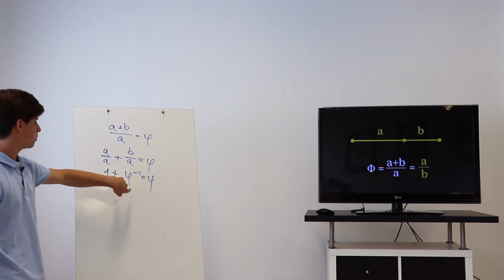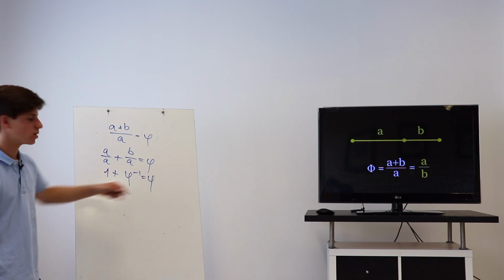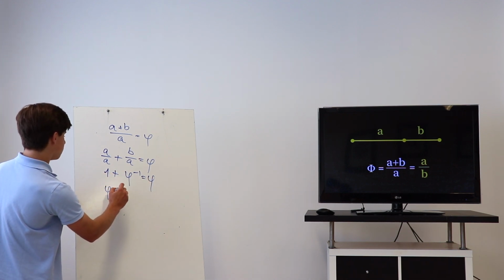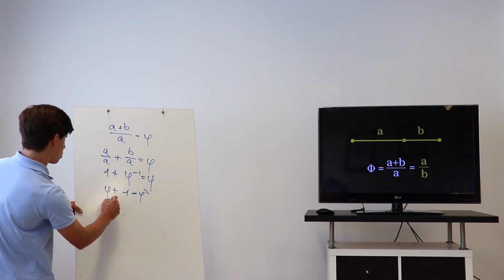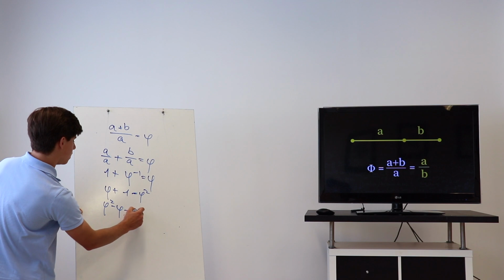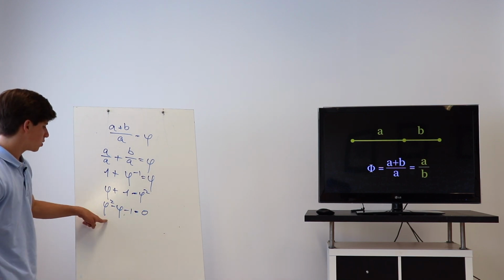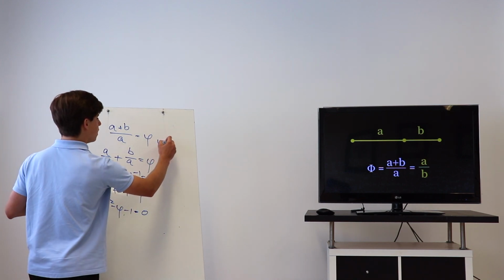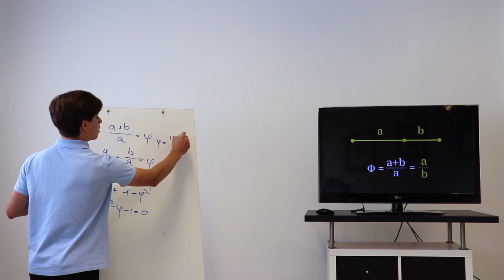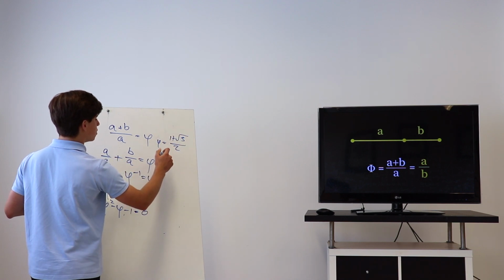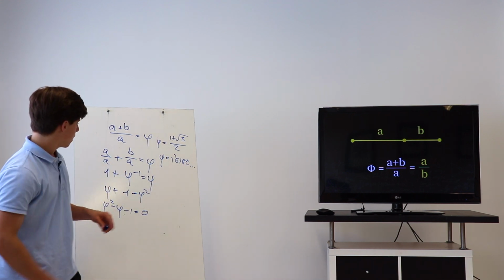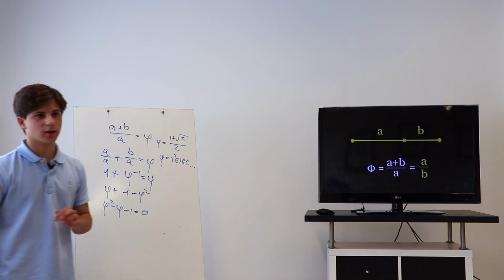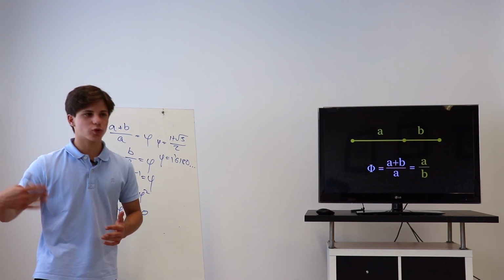And what do we do now? We multiply by phi both sides of the equation. We get phi plus 1 equals phi squared. Now we have that phi squared minus phi minus 1 equals 0. If we solve the equation, we would get that phi equals 1 plus the square root of 5, divided by 2, which is 1.6180 and so on.